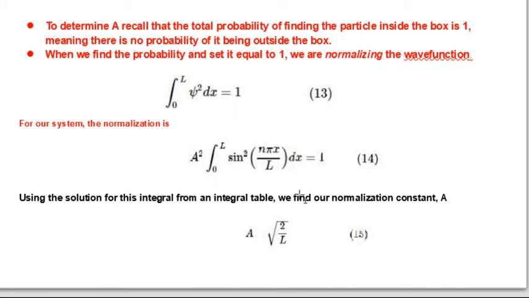So we put the wave function already obtained here. What we get is A square times the integral from 0 to L of sin square(nπx/L) dx equals 1. That is our normalization condition, and we can solve that expression. The solution shows A equals square root of 2 by L.